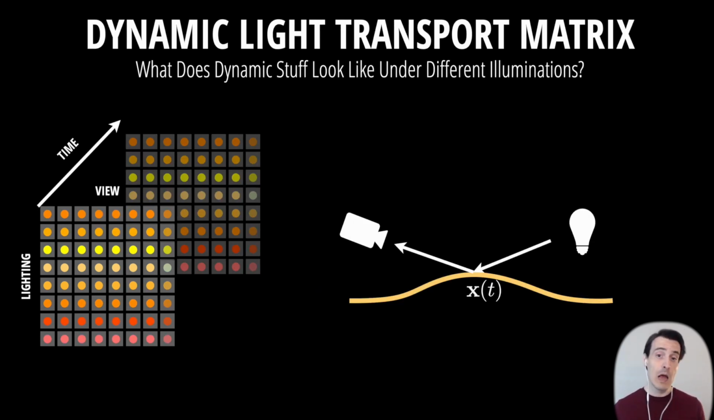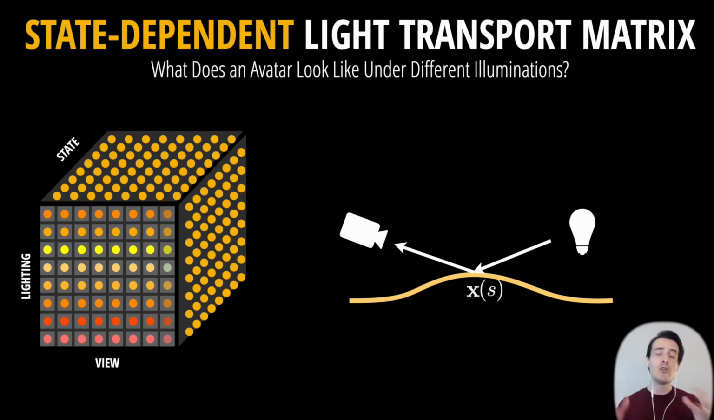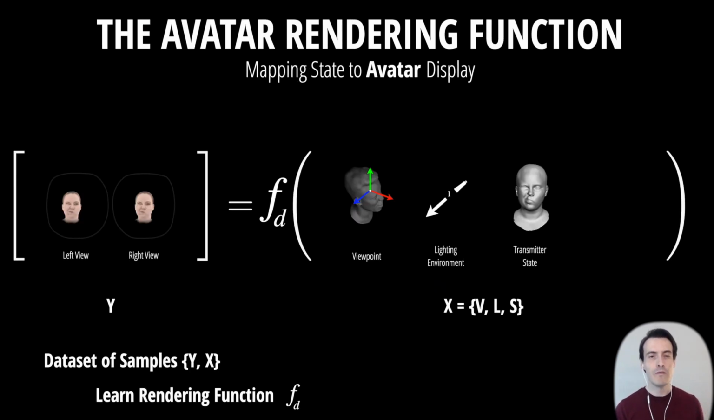Now, people are dynamic, so we could consider this as a function of time as well. But because we don't want to do just playback or video, we want to control what the face is doing, it's going to be better to think of this not as a function of time, but rather as a function of some underlying state that describes the configuration of the face and the body. So for example, facial expression and body pose.